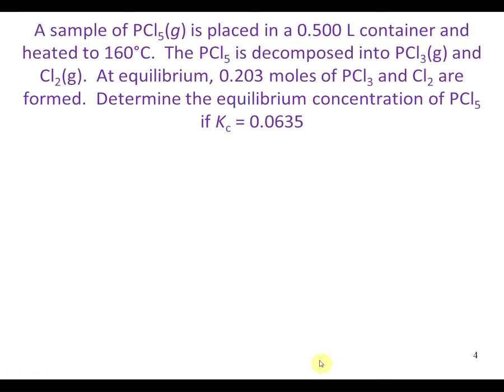This is another example problem that we did in class, and we're looking at PCl5. We put it into a container and they give us the volume of the container, and they tell us that at equilibrium we've got 0.203 moles of the PCl3 and Cl2 formed, and they want us to determine the equilibrium concentration of PCl5, and the Kc value is 0.0635.